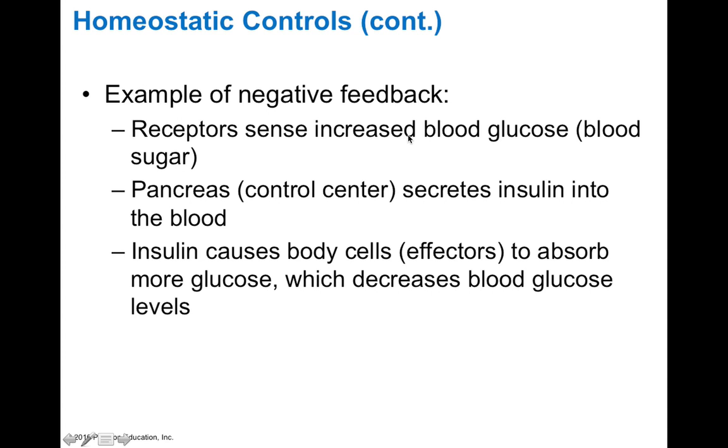We got receptors that sense increased blood glucose. We got a control center here that actually helps to determine the appropriate response, in this case the pancreas. And it secretes a signaling molecule, insulin, which tells the appropriate effector, your body cells, to absorb more glucose in order to decrease your blood glucose. And this is an example of negative feedback.